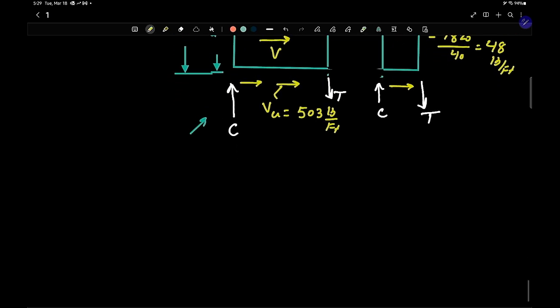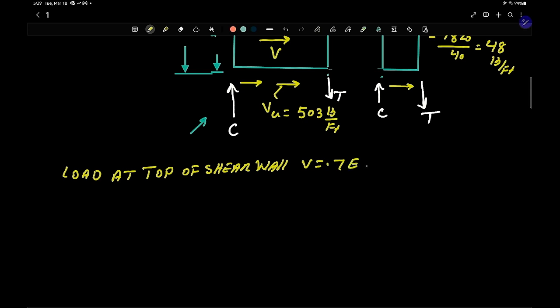Same thing, based on ASCE 7-22, we're going to multiply by 0.7. So we're going to have a load at the top of the shear wall, and we said V was 0.7 times E, or in this case 0.7 times VU, same thing. 0.7 times 455, and that will give us 319 pound per foot.